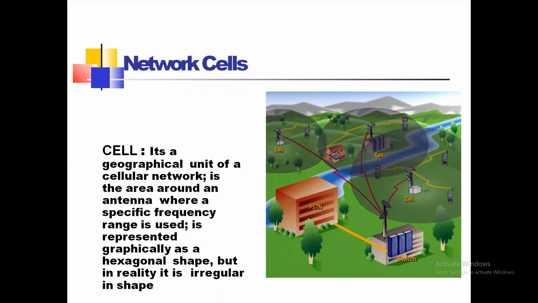Here the basic geographical unit is a cell, and graphically we represent this cell as a hexagonal shape. But in practice, a cell has an irregular shape.